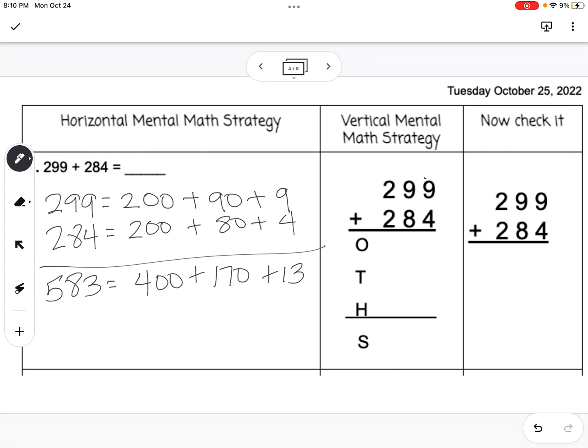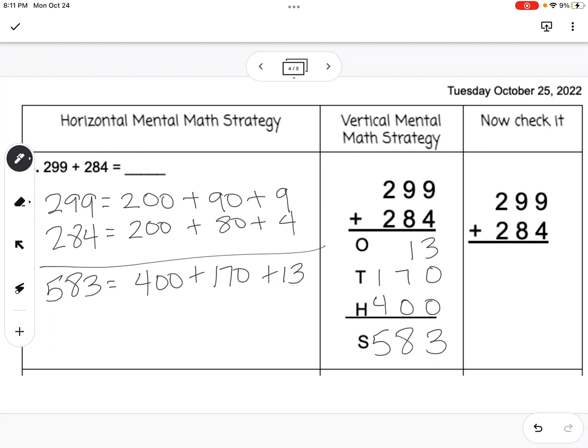So let's try it again vertically. Adding just my ones, so 9 plus 4 is going to equal 13. Adding just my tens, so 9 plus 8 is 17 tens, and there are no ones. And then moving to my hundreds, 200 plus 200 is 400, and there are 0 tens and 0 ones in 400. So now let's add it down. 3 plus 0 equals 3. 1 plus 7 plus 0 equals 8. And 1 plus 4 equals 5.